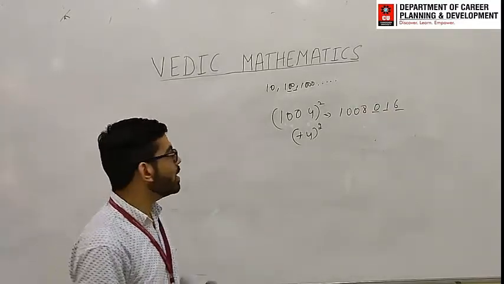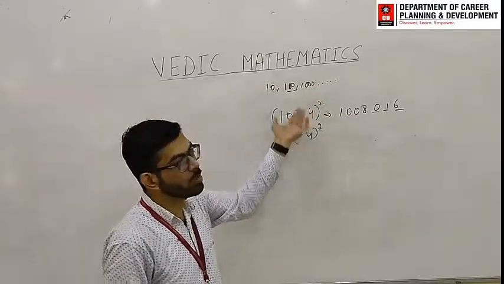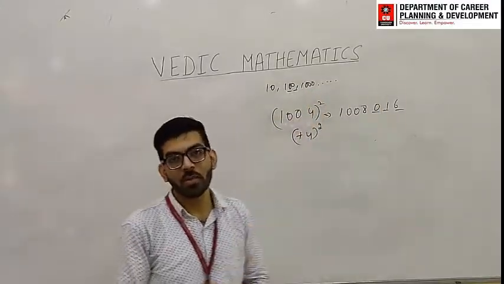In a similar way, if the number is less than 1000, then see how much less than 1000, subtract that number, and the square of that number will be there.